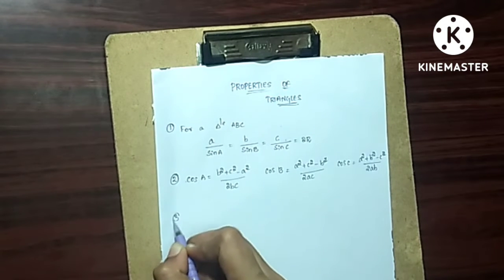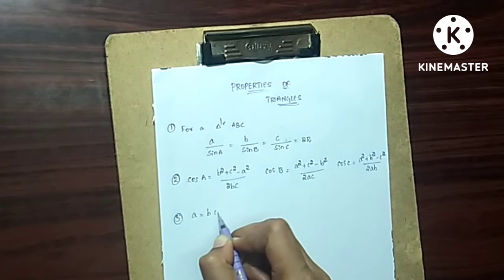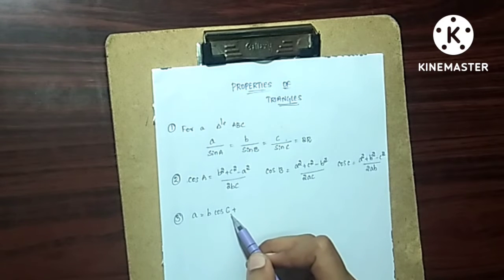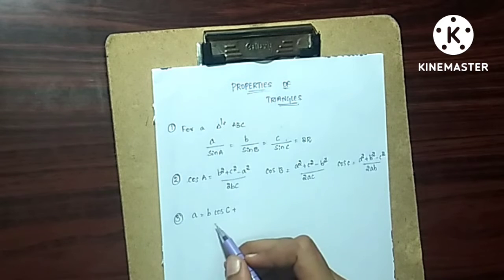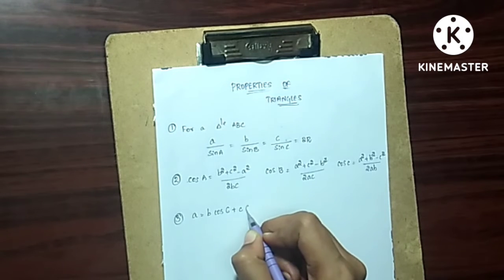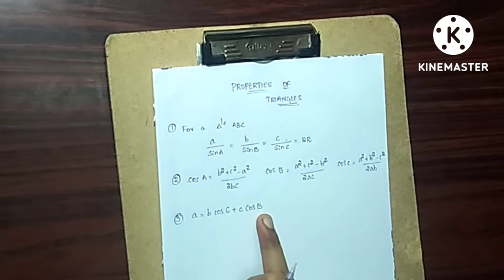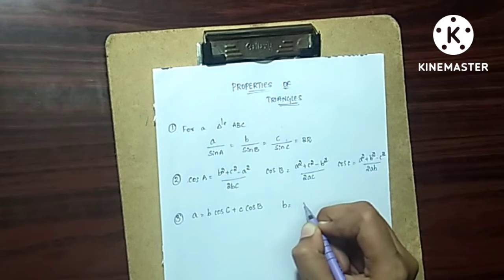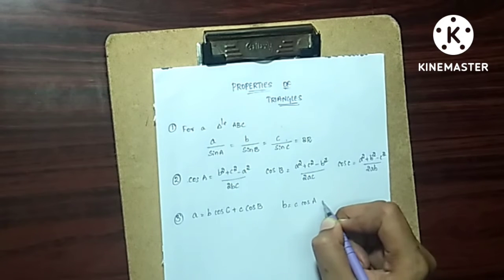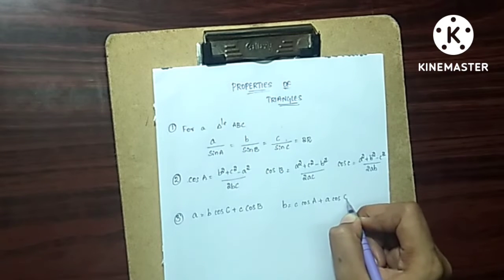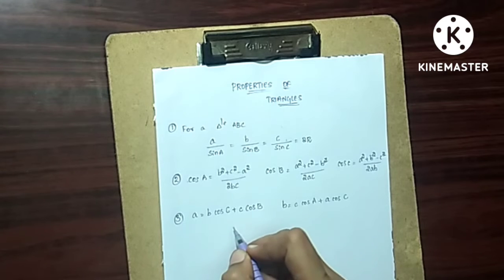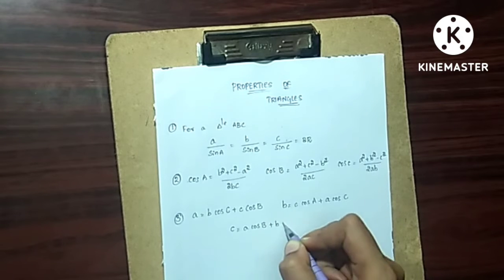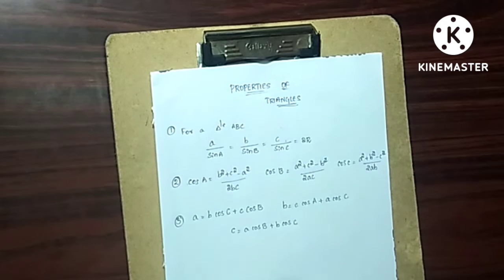Now our third important formula is a equals b cos C plus c cos B. Here, for the cos, that is for angles, we should use the capital letters of the alphabet. So angles should be in the form of capital A, capital B. So a equals b cos C plus c cos B, and b equals c cos A plus a cos C. Now let's tell the formula together: c is equal to a cos B plus b cos A. That's it, students. This is our third formula.